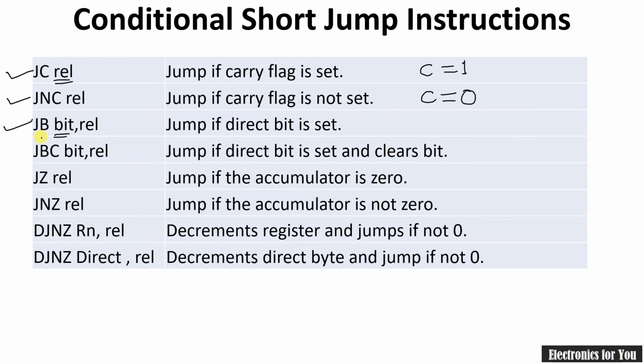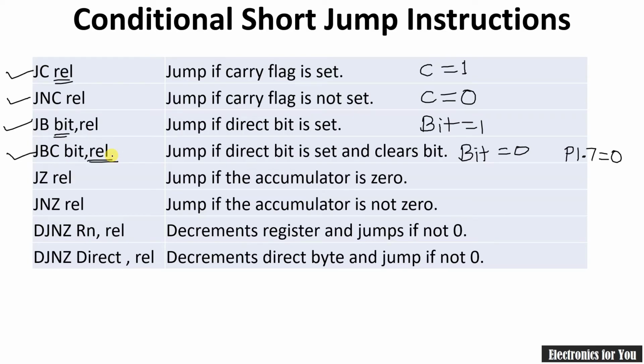So here JB stands for jump on bit. If that particular bit is equal to 1, then it will jump to a particular location, otherwise program execution will continue as it is. JBC, jump if bit is clear. If that particular bit, for example P1.7, which means port 1's bit 7, is equal to 0, then it will jump to the particular location, that is the relative address indicated here, otherwise the program execution will continue.